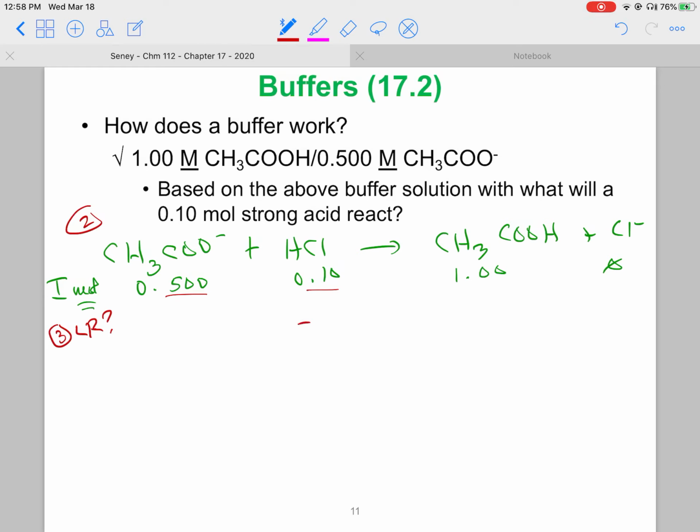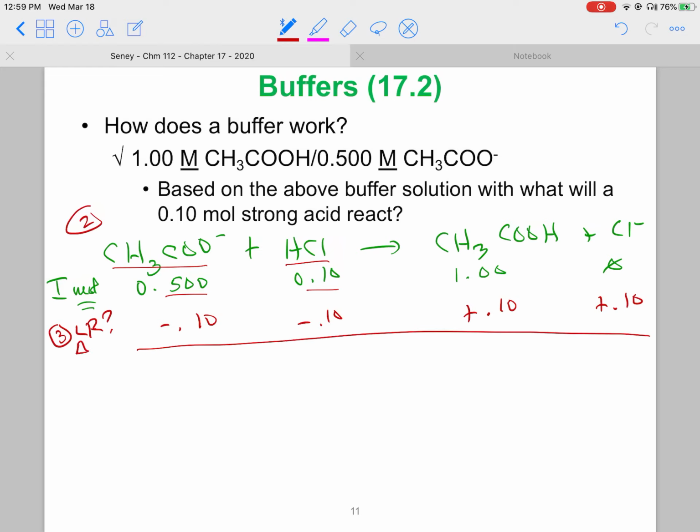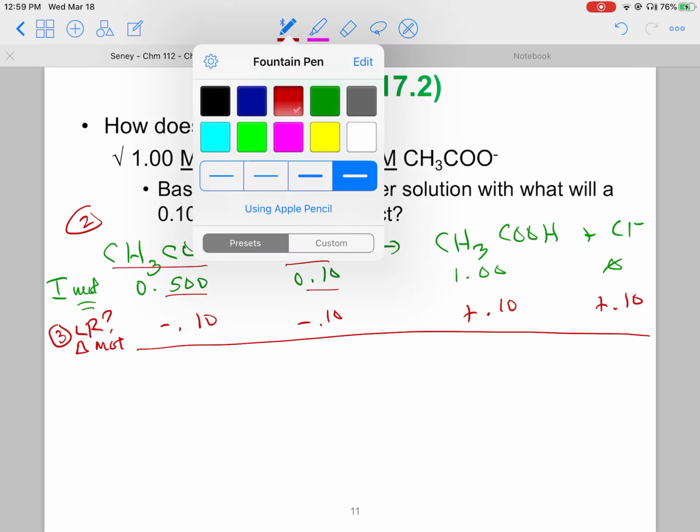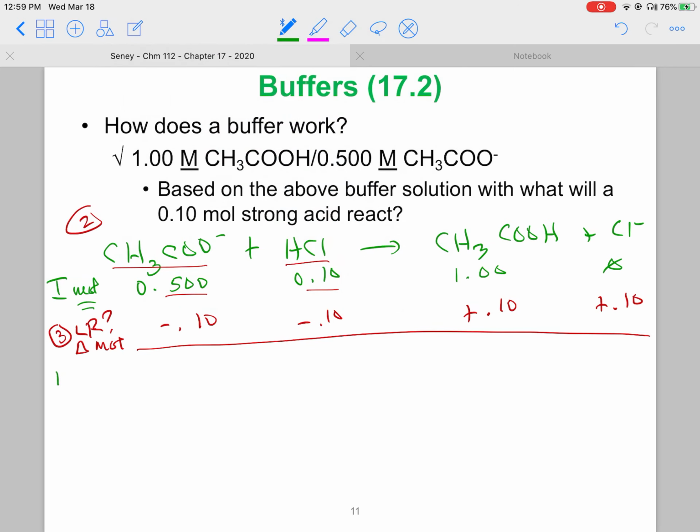So for every 0.1 moles of HCl that are consumed, 0.1 moles of acetate are consumed, and 0.1 mole of acetic acid and 0.1 mole of chloride are produced. Because according to this equation, for every 1 mole of HCl that's consumed, 1 mole of acetate is consumed, and so forth. So that tells me the change in moles. And then my last step is to figure out what we now have in the flask at the end.